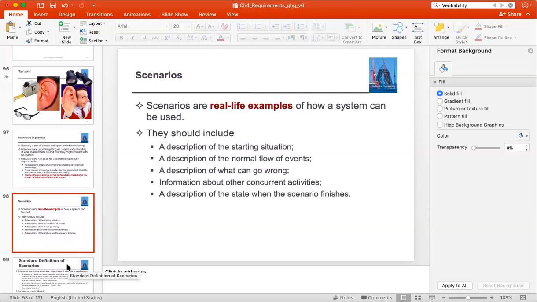Anyone confused by the term scenarios? What does that mean? Have you seen them before? Just look at this slide for a bit. So these are narrative descriptions of real-life examples of how a system can be used in practice.